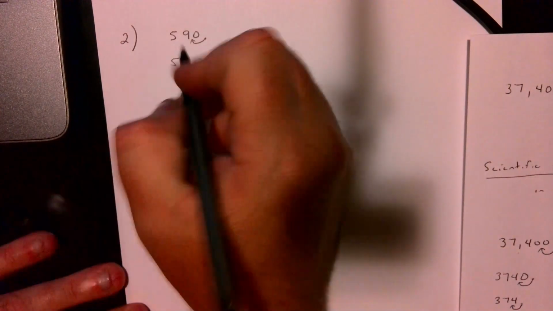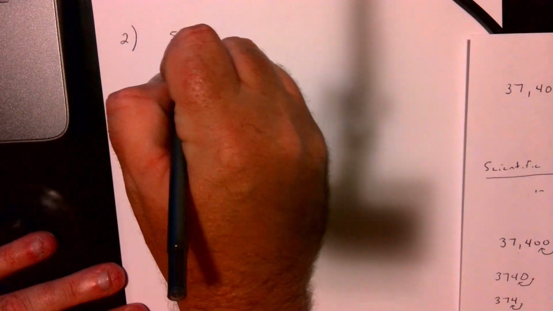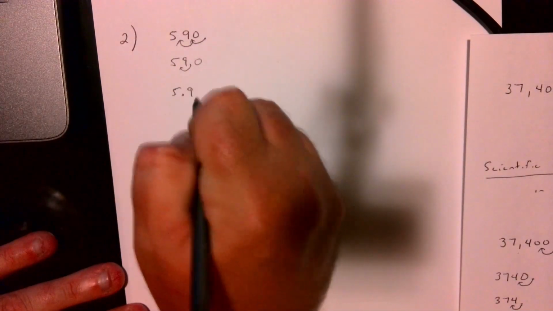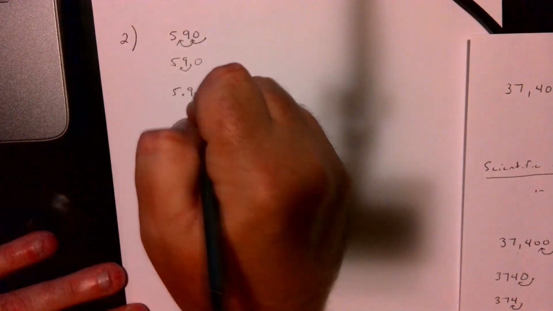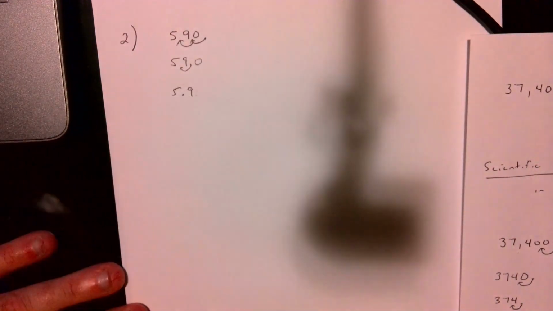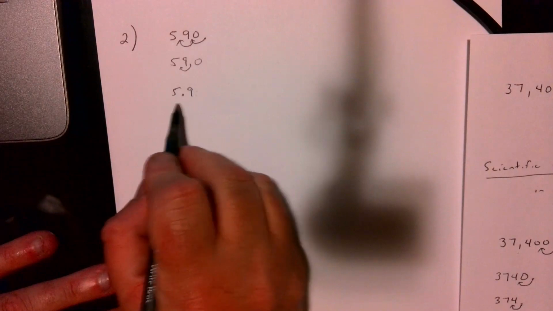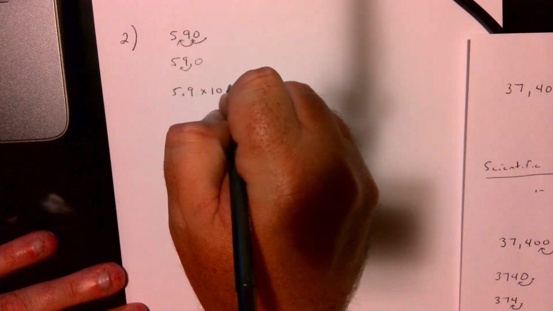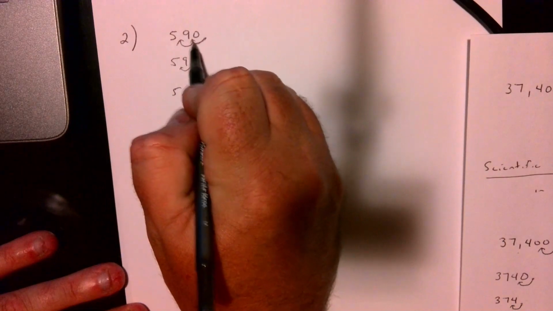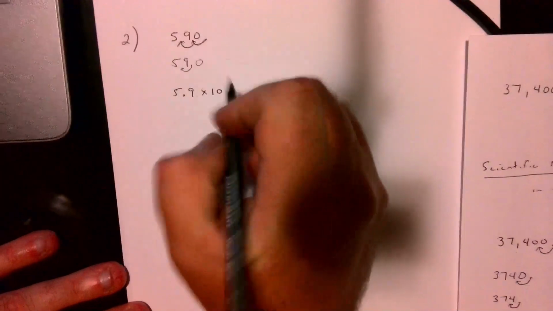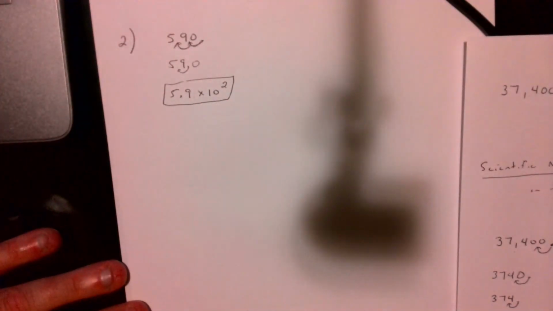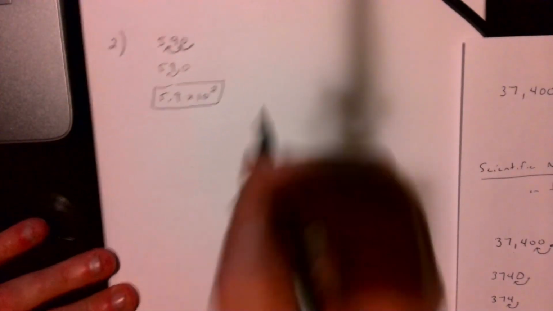Well, that's still too big. So if we move it again, then we have 5.9. And notice I lost a 0. I don't need it. If you put it, it's okay, but you don't need it. 5.9 is between 1 and 10, times 10 to some power. Well, how far do we move it? 1, 2 times. So the power of 2. There's my answer.